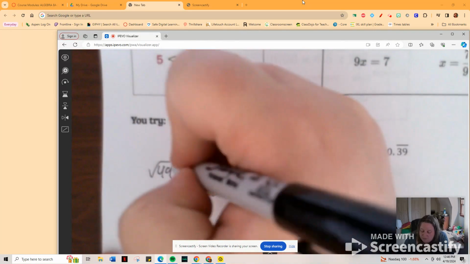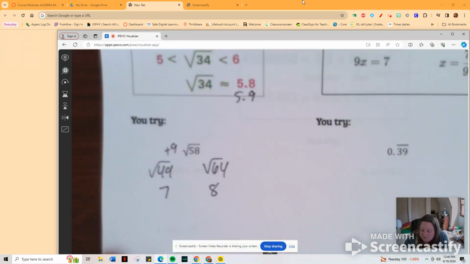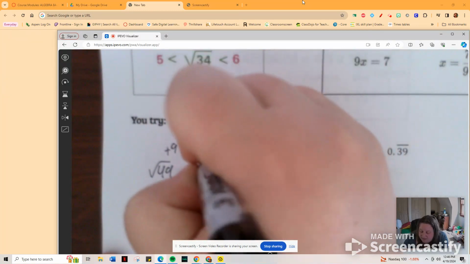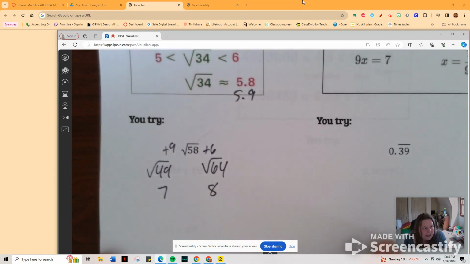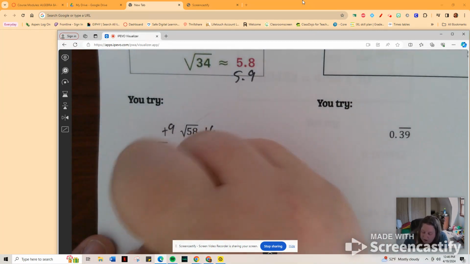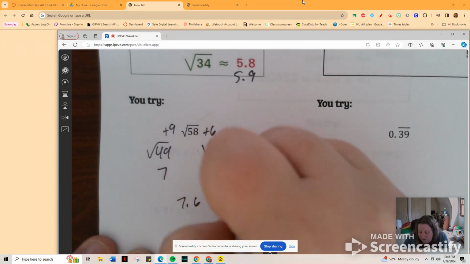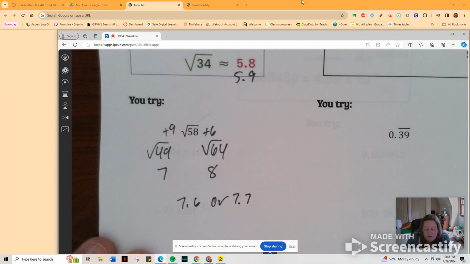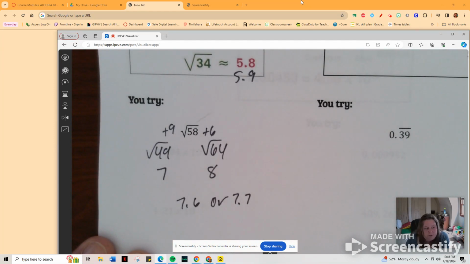So coming back to these 3 numbers, to get from 49 to 58 on a number line would have a difference of 9, and 58 to 64 has a difference of 6. So it's a little bit closer to 64, but not a lot. So a couple of estimates you might have are 7.6 or 7.7. I wouldn't go much higher than that or lower, but these two would be reasonable.